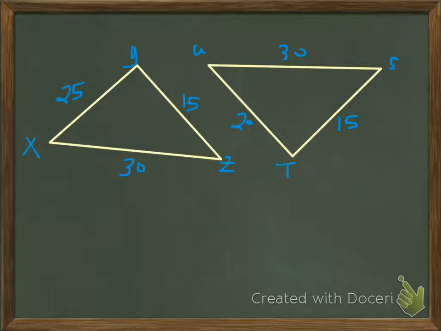Okay, here we have two triangles. We have triangle XYZ, and then we have triangle TUS, or however you want to look at it, STU, if you go in alphabetical order. So if I want to prove that these are similar, the first thing I want to do is set up the small sides together. So I have 15 over 15.